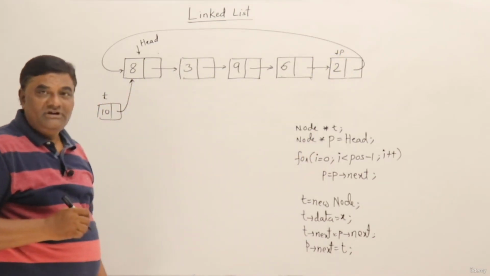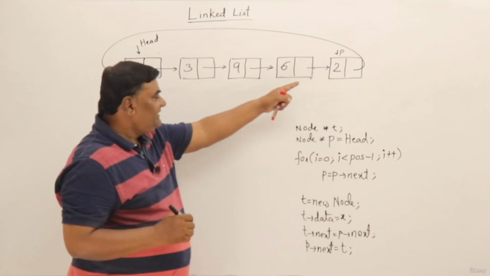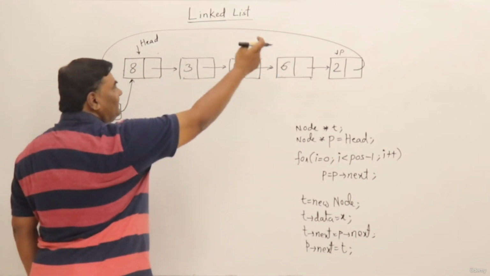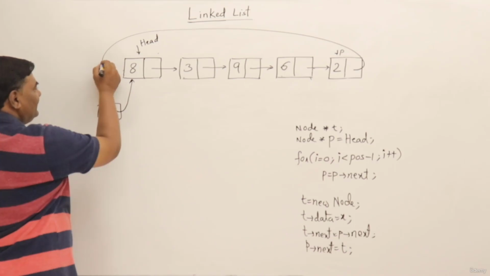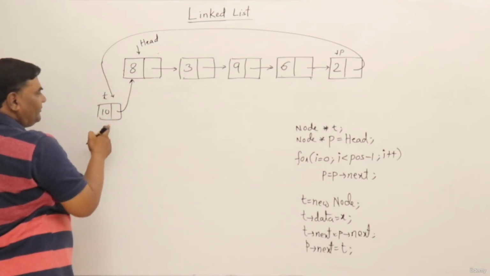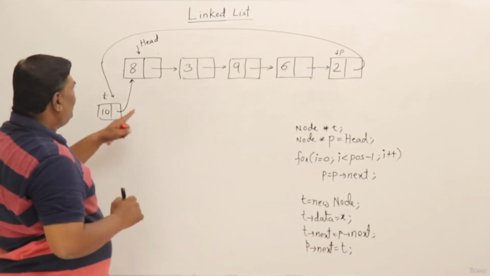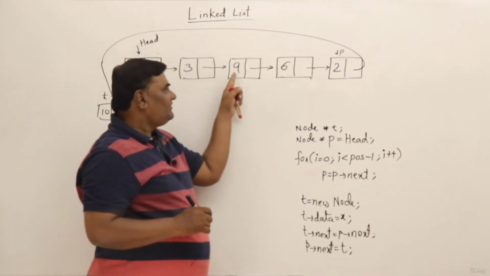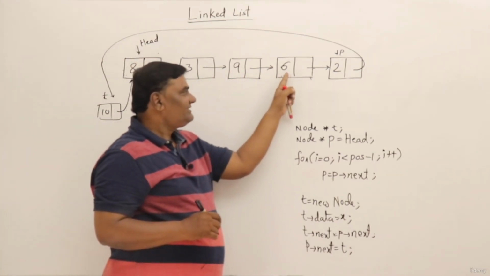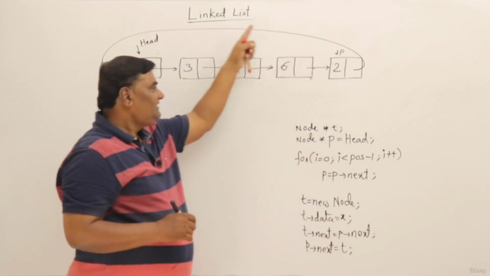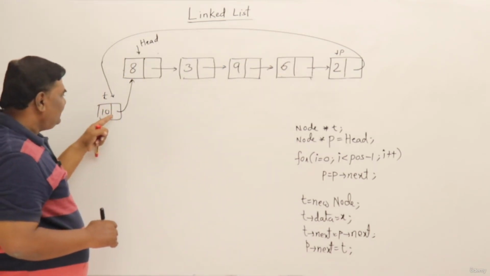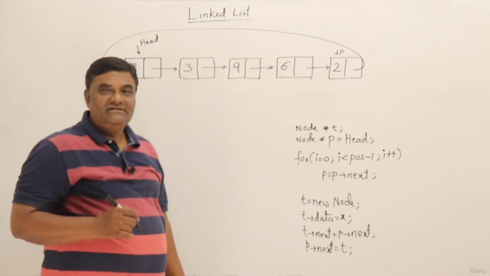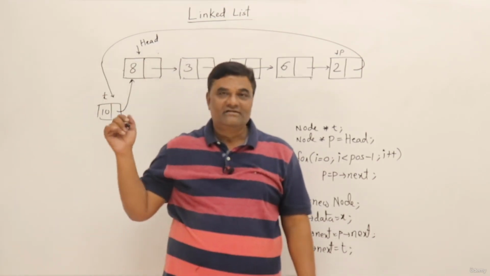Then what I have to do? P's next should point to the new node T. So P's next, that arrow link is coming till here, you can see. So I'll extend it and make it point to T. Now if you start from head, this 8 will send us to 3, 3 will send us to 9, 9 will send us to 6, 6 will send us to 2, and 2 will send us to 10, and 10 is linked to 8. So this node is inserted inside the circular linked list.